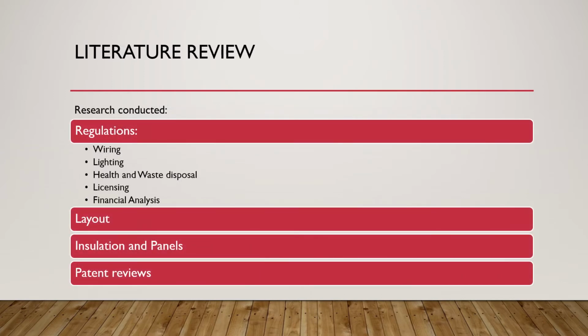The research conducted was on four main topics: the regulations to be taken into consideration, layout to assist in utilizing the space in the most innovative ways, insulation and panels as the frame will need to be enclosed and proper materials need to be used, and lastly, patent reviews of existing food carts. Under the regulations, certain aspects were taken into consideration. These were wiring codes, lighting design specifications, health and waste disposal. Licensing and financial analysis was also conducted by the previous student.